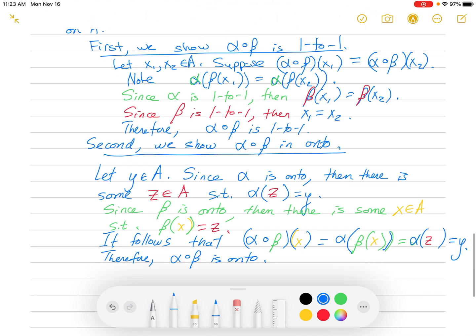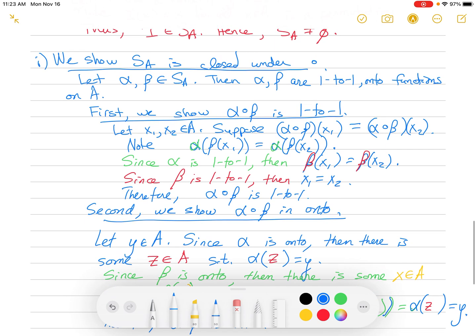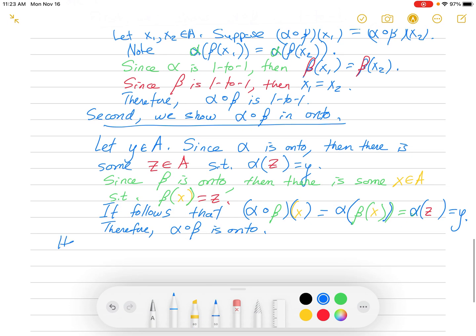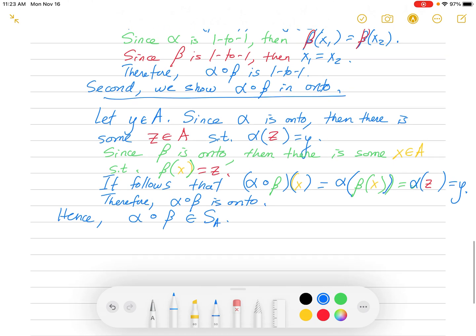Okay, so that shows closure under the operation. Why does that show closure? We've shown that alpha composed with beta is a one-to-one onto function on A, so therefore it's a permutation. So hence, alpha composed with beta is an element of S_A. It's a one-to-one onto function on A.